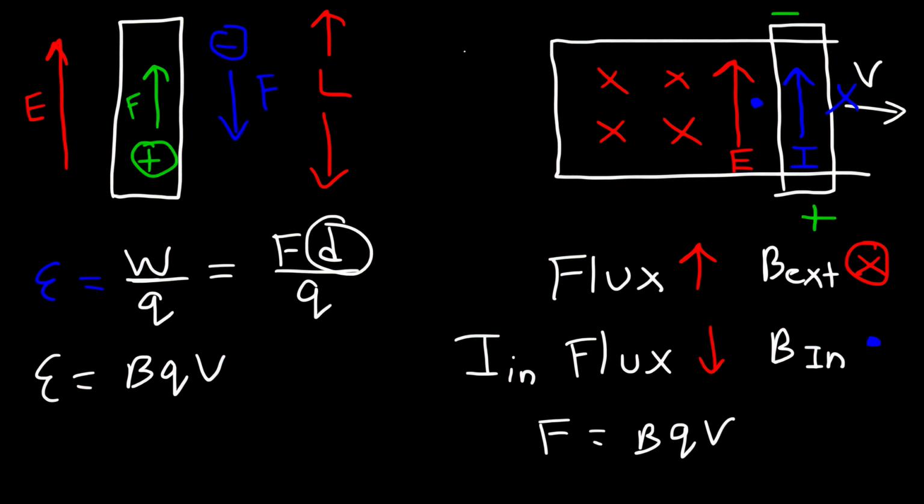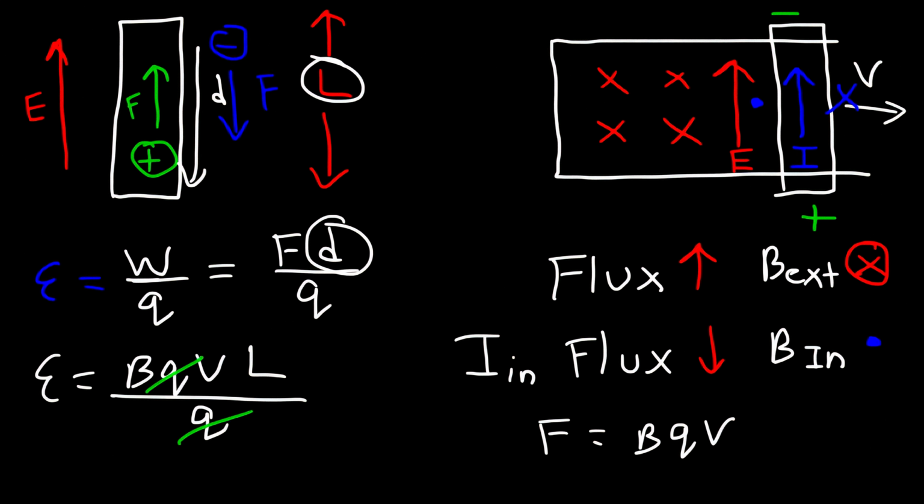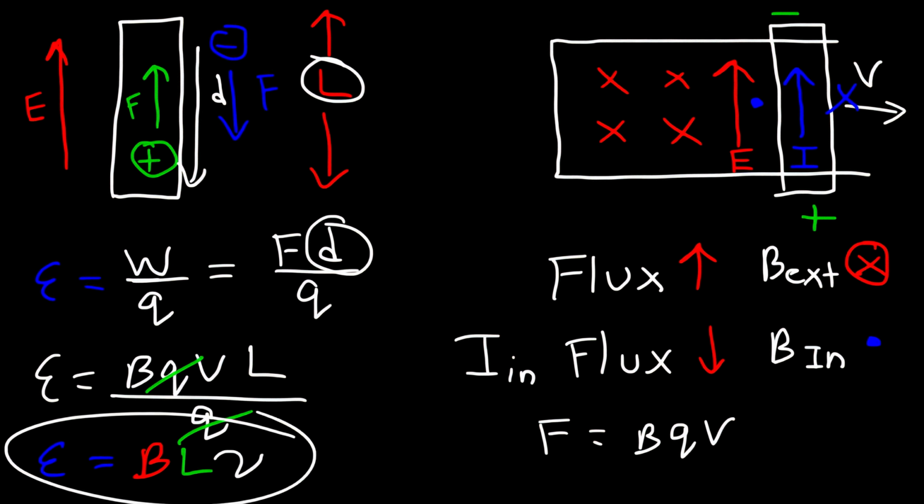And D is the distance that the charges move when being acted on by a force, the magnetic force. So the electrons are going to move a distance D in the direction of the force, which is basically the same as L. So let's replace D with L. Notice that Q cancels, and we get the same formula. So the induced EMF is equal to the magnetic field times the length of the moving rod times the speed of the moving rod. So those are just 2 ways in which you can derive this equation.